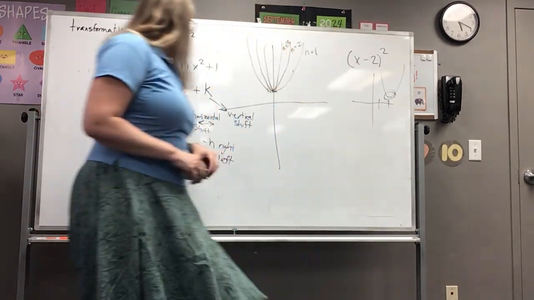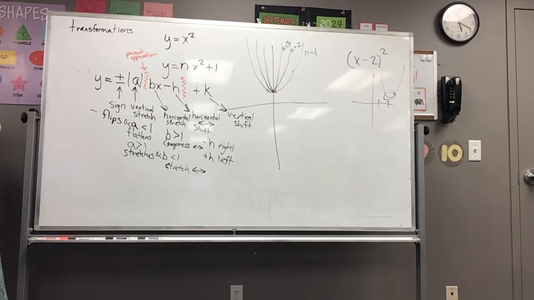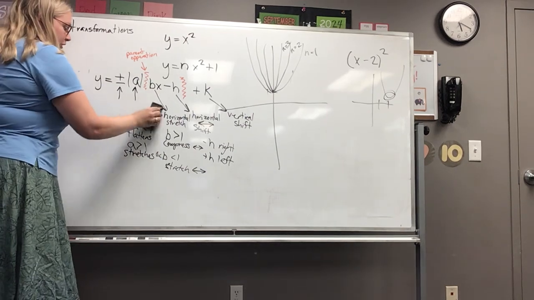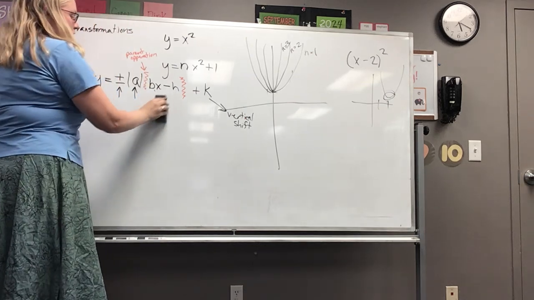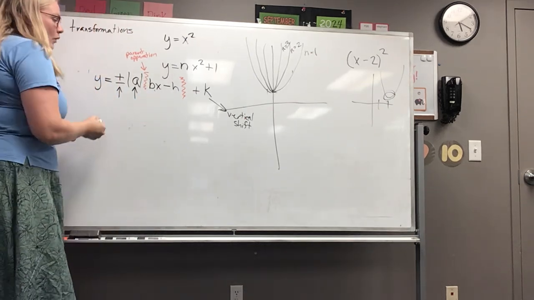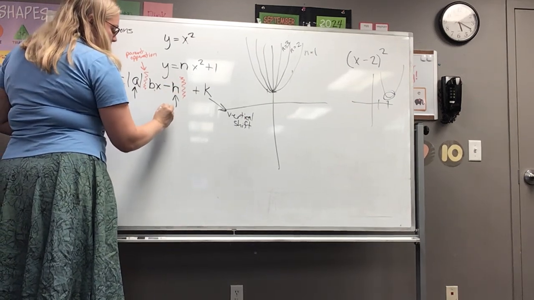So this format right here is called vertex form. Why would it be called vertex form? Because it plots the vertex. Because it tells you the vertex. This horizontal shift gives you the x-coordinate.